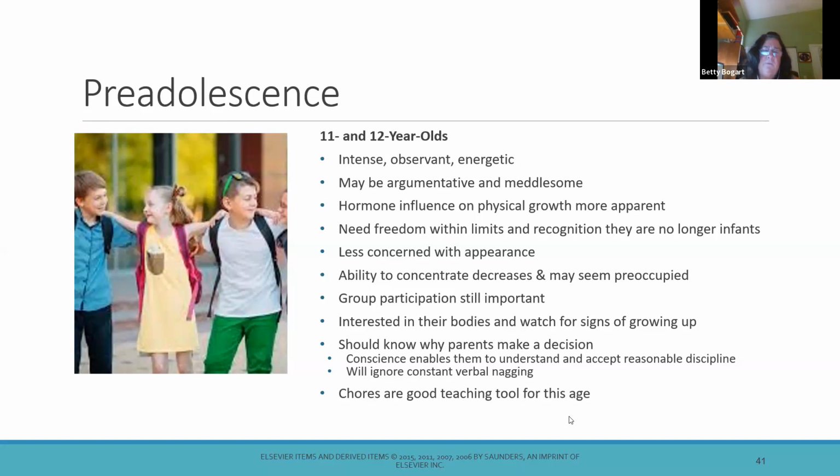They know why parents don't let them do things, but they're going to try their own way if they can. And they're not going to listen to mom and dad by the end of this. That constant, you need to do this, you need to do this, you need to do this. They're going to not pay attention to a lot of that.